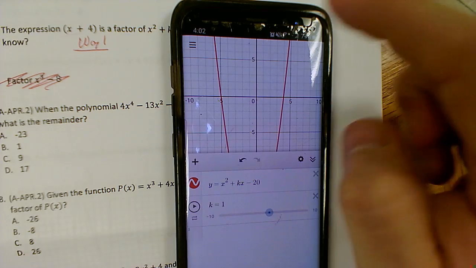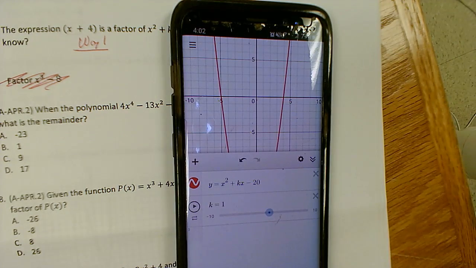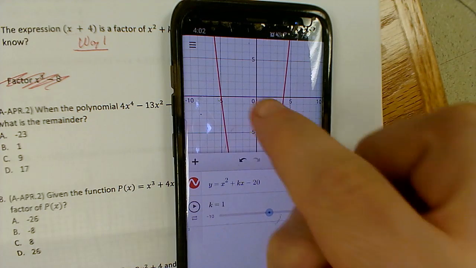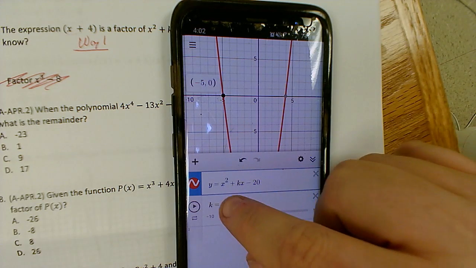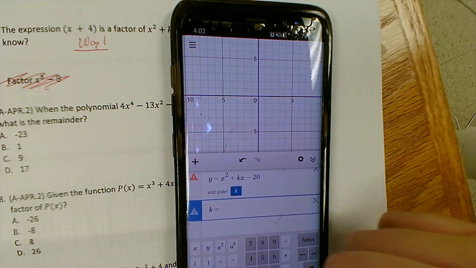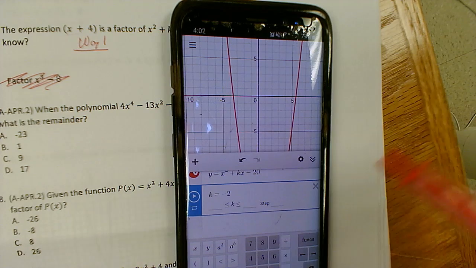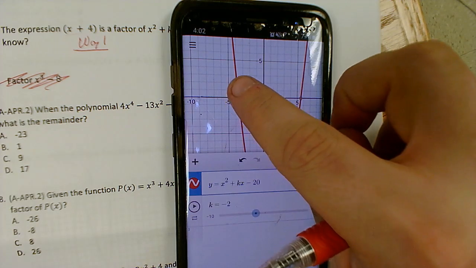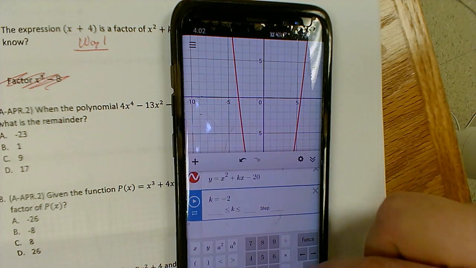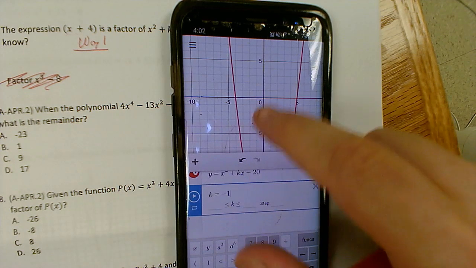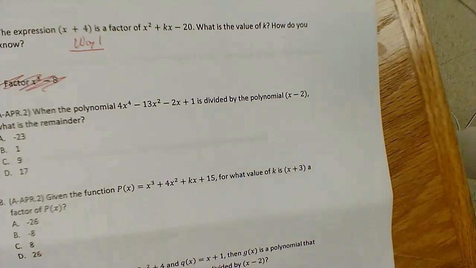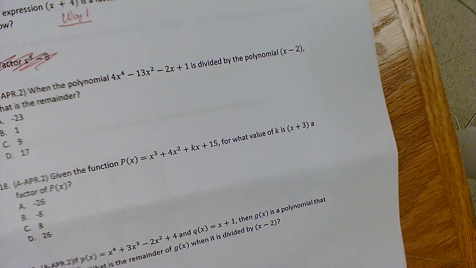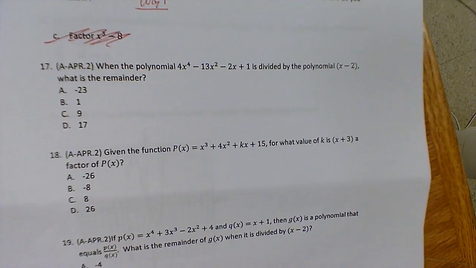And with k, even if you do it the Desmos way, you have to know that -4 would be your 0. So what we can start doing is guessing and checking. 1 doesn't work. So let's try 0. Nope. Let's try -1. Well, -2 I hit, but that's too far in. So I'm going to try -1. And voila, there's a 0 at -4. Guessing and checking, not a bad idea. But anyways, let's talk about the remainder theorem.